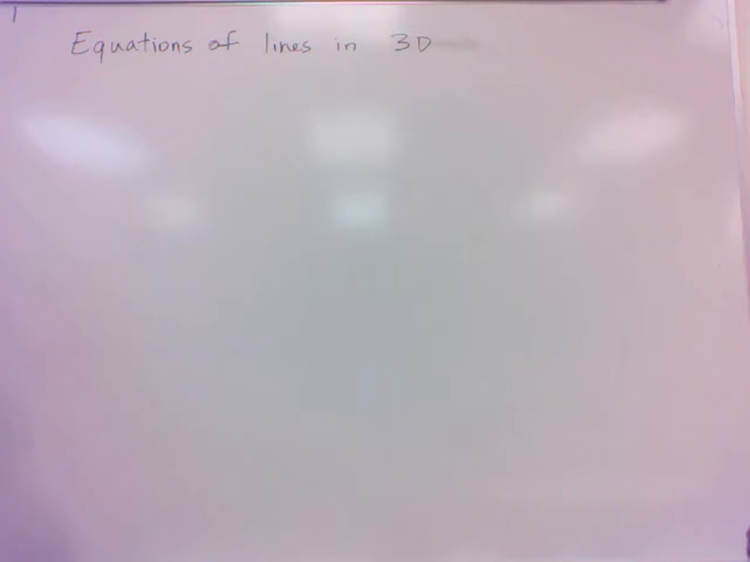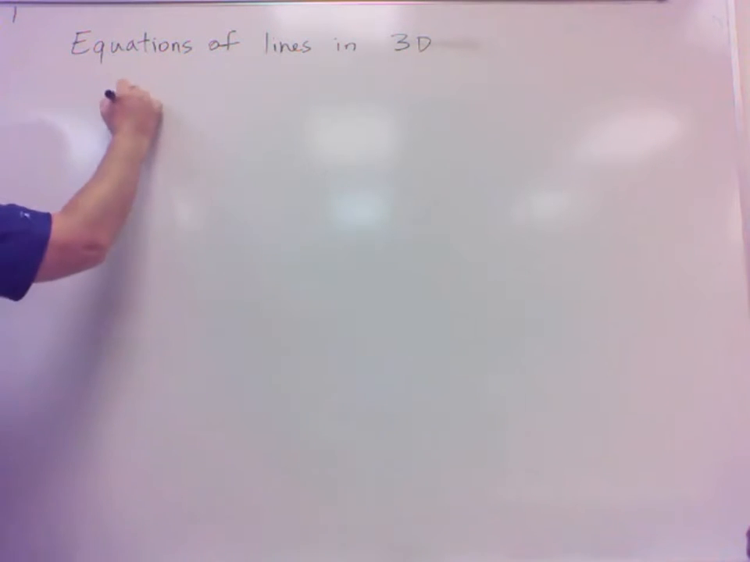Well, if you think about slope, what that's telling you is direction. And that's where I want to go with this. That is, for equations of lines in 3 dimensions, you need a point and a direction.